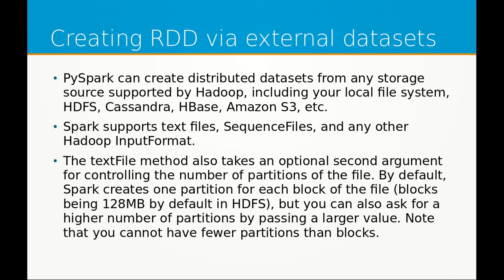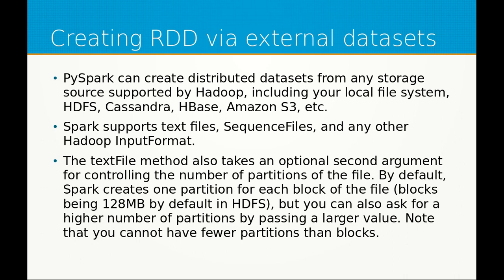The text file method also takes an optional second argument for controlling the number of partitions of the file. By default, Spark creates one partition for each block of the file, considering blocks being 128 MB by default in HDFS. But you can also ask for a higher number of partitions by passing a larger value. Note that you cannot have fewer partitions than blocks.